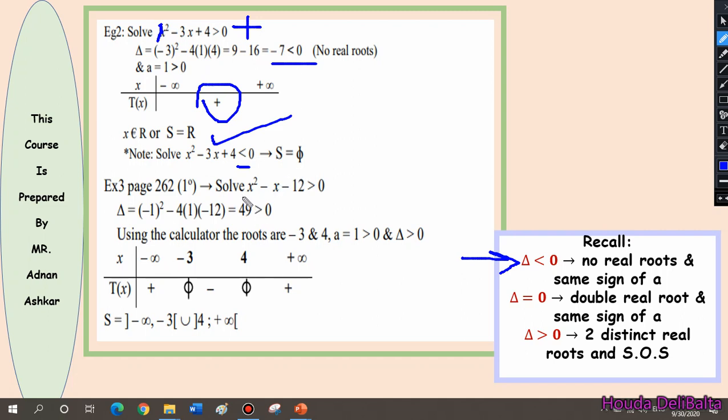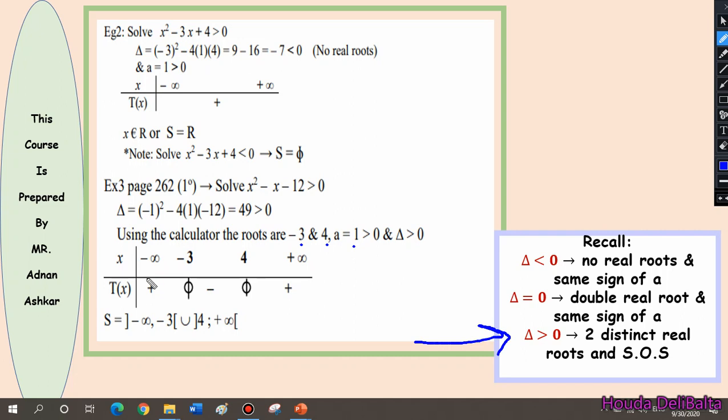Here is another example. Solve x squared minus x minus 12 greater than 0. Now, again, delta equals 49, which is positive. Then we are going to use the case where delta is positive. So we have two distinct real roots. We have to calculate them, and we have to make a table, and we apply the rule of same, opposite, same. So the roots using the calculator are minus 3 and 4, and a is 1, which is positive. That's going to help us to know where same is and where opposite is.